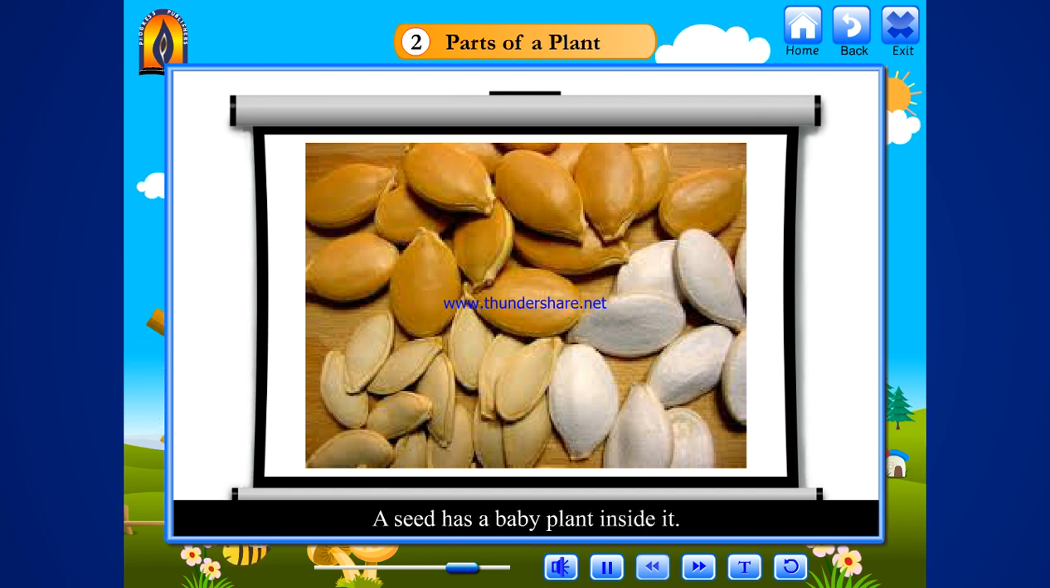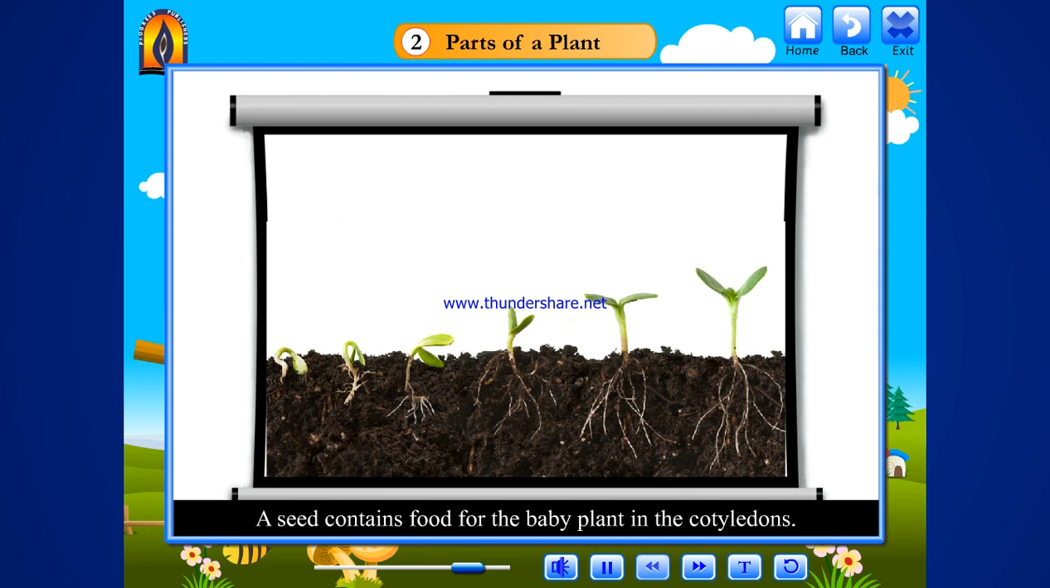Seeds are the future plants. A seed has a baby plant inside it. A seed has a cover around it. It is called the seed coat. A seed has one or two seed leaves called the cotyledons. A seed contains food for the baby plant in the cotyledons. Seed structure. When mature and healthy seeds are sown in the soil, they can grow into new plants.